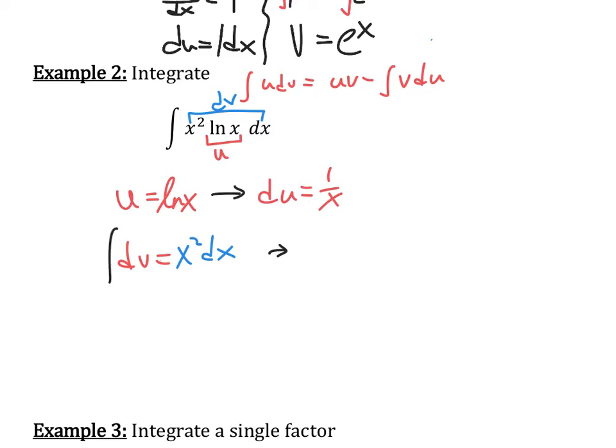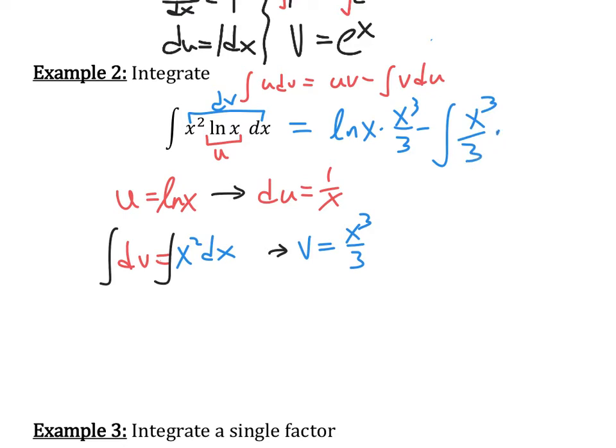So let's see. Let's integrate. And we get v on the left, and we get x cubed over 3. Now we're ready to set this up. So the integral of u dv, we've got uv, so the natural log of x times x cubed over 3, minus the integral of v, x cubed over 3, du, which is 1 over x dx. And don't forget that dx here.